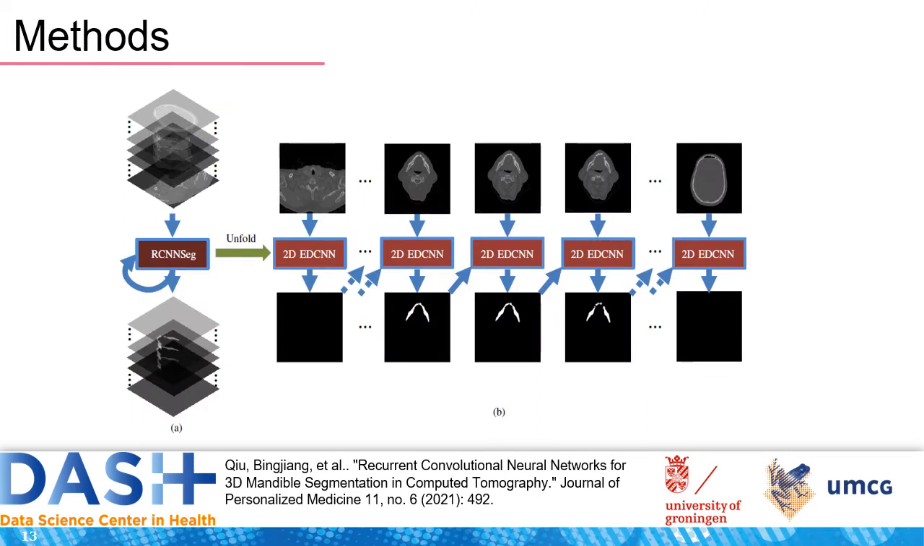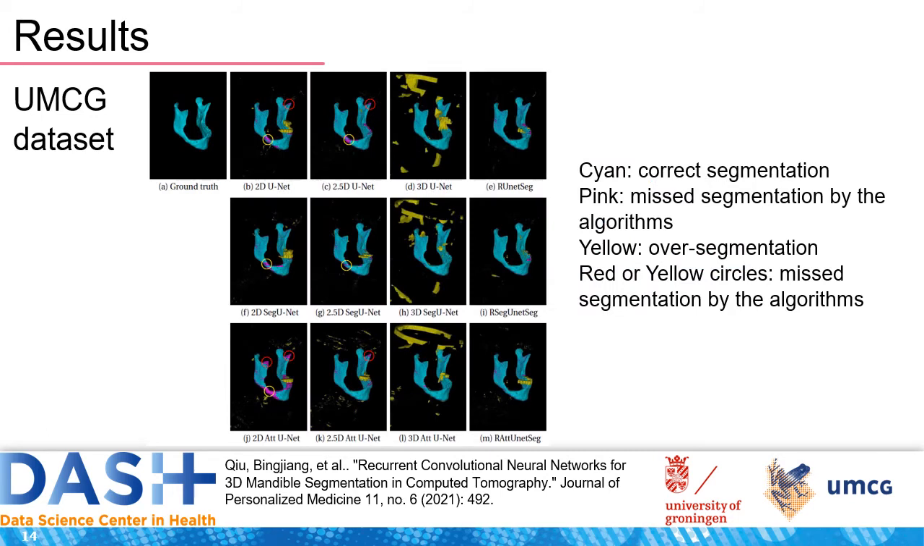To deal with the separate training strategy, we provide an end-to-end approach that combines normal 2D networks with a recurrent connection. The proposed method allows the networks to learn information between adjacent slices in the CT scan. Here is the 3D view result. As you can see, this approach improves the segmentation of the mandible a lot.